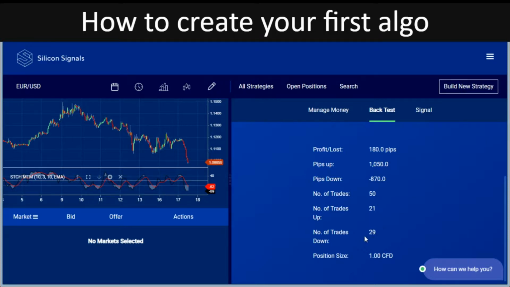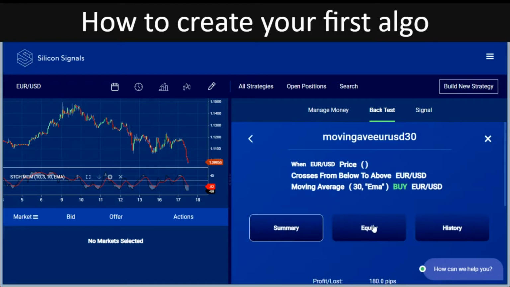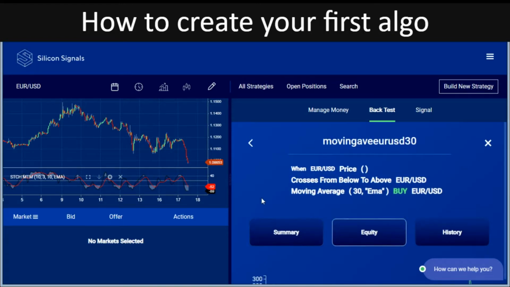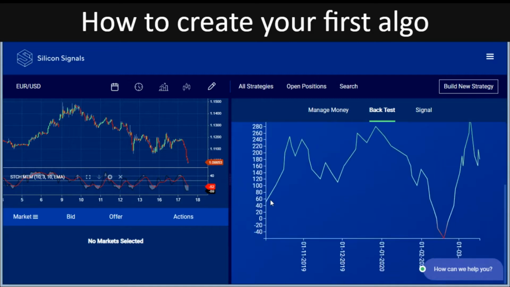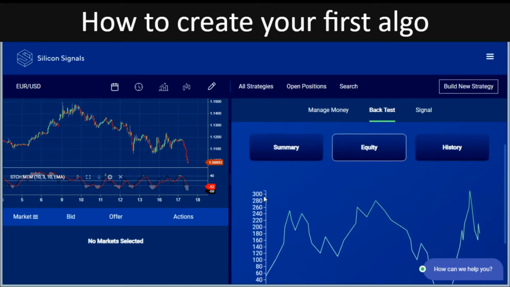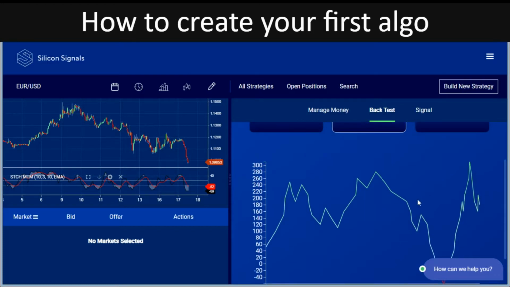Even though it had a higher losing ratio, because the winners had a higher target profit, it managed to come out into profit. You can click equity and look at your equity curve as well. The maximum drawdown we would have taken on the account is roughly minus 40-50 pips, which is fine. The highest it went in terms of profit was plus 300, and then it settled at the 180 mark.